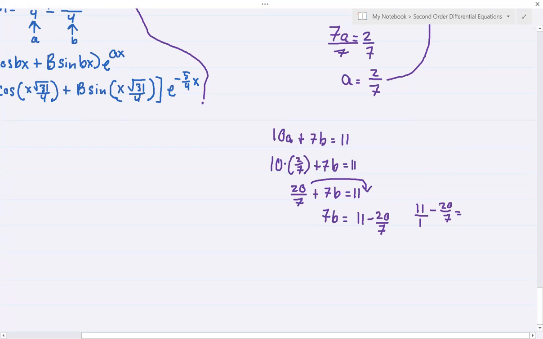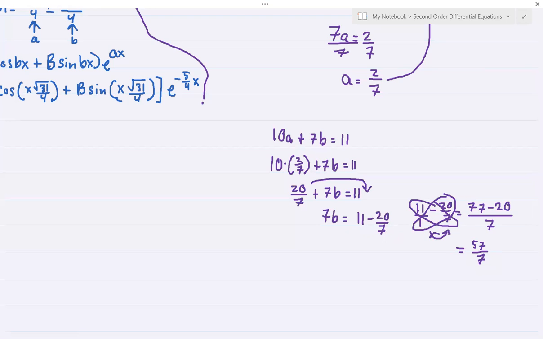So let's start first by multiplying 11 by 7. So 11 times 7, we will have 77. Then next, 1 times 20, we will have negative 20. Okay? All over, multiply both denominators. 1 times 7, we will have 7. So overall, 77 minus 20 will have 57 all over 7. So that's it. Let me check if I'm correct. Yeah, I'm correct. 57 all over 7.